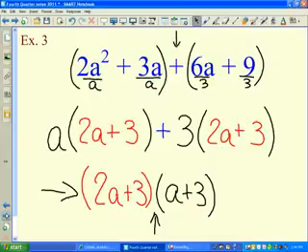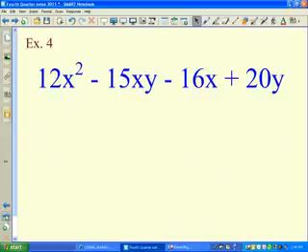Also, the best time to do grouping is when you have 4 terms. When you have 4 terms, you can do grouping. When you only have 3 terms, check to see about your GCF. So when you have 2 terms, you can check to see your GCF as well. Okay?